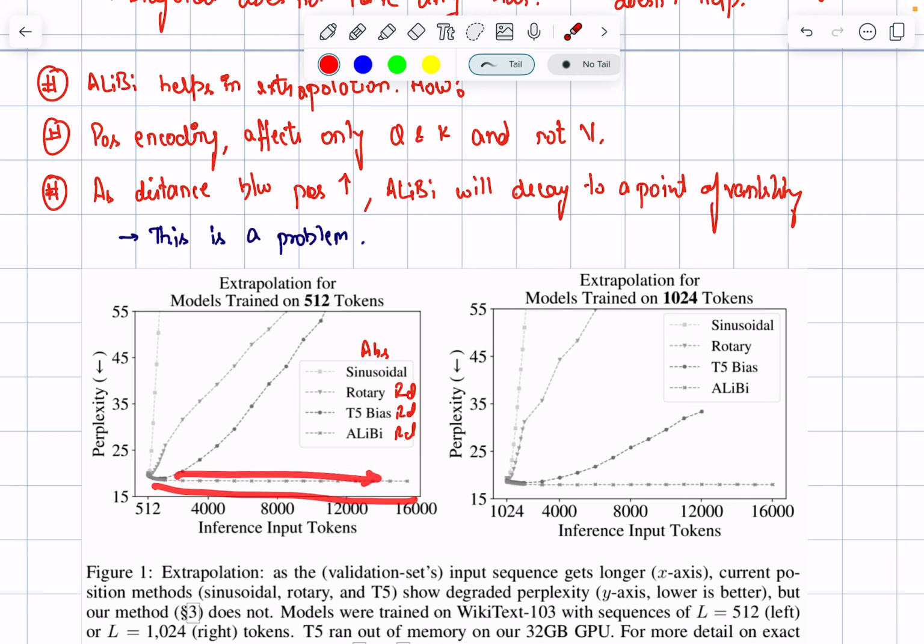And this is the same case in the 1024 setting, when 1024 tokens are taken during training, and we, let's say, extrapolate it to 16k tokens.